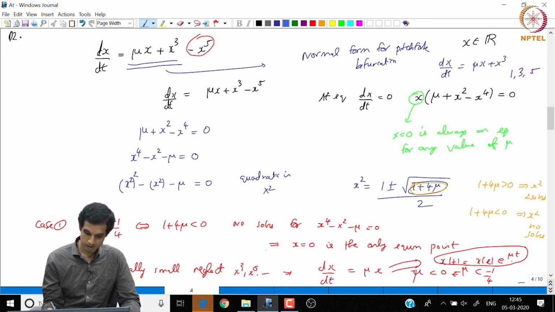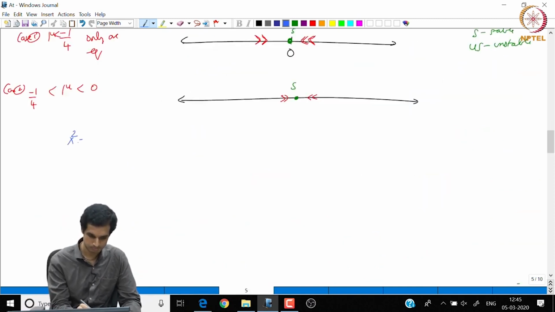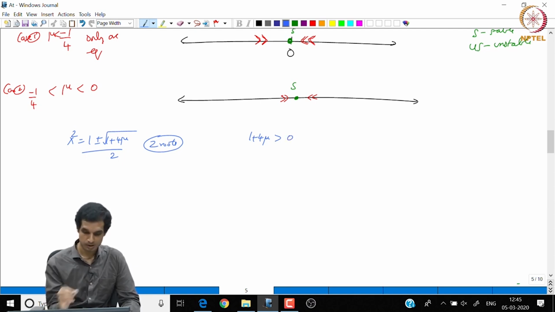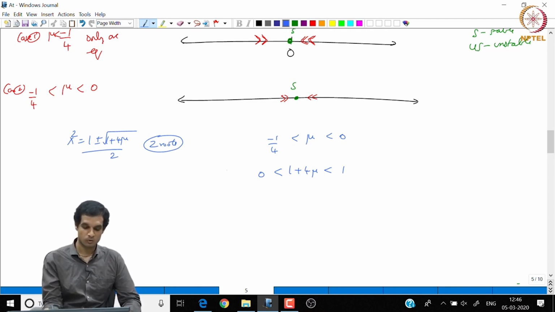x^2 is (1 plus or minus root of 1 plus 4 mu) by 2. So, this has two roots, and if you look very carefully, when 1 plus 4 mu is bigger than 0 but less than 1, that is, when mu is bigger than minus 1 by 4 and less than 0, 1 plus 4 mu is greater than 0 but less than 1. So, if it is less than 1, we have both the roots.